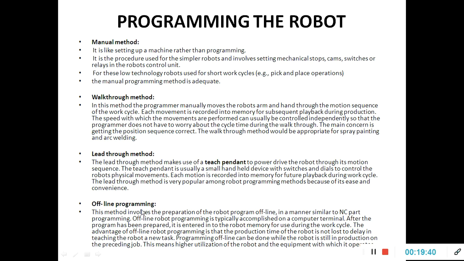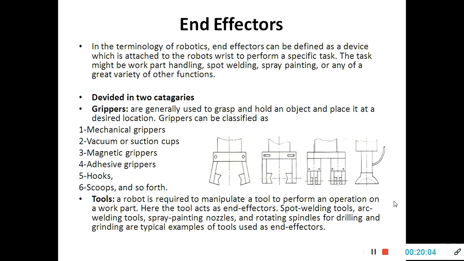Then the last one is known as offline programming. Here the operator writes the program. The programs are stored in the computer, and as per the requirement the programs are run, and according to those stored programs, the robot performs its particular task. This is known as offline programming.